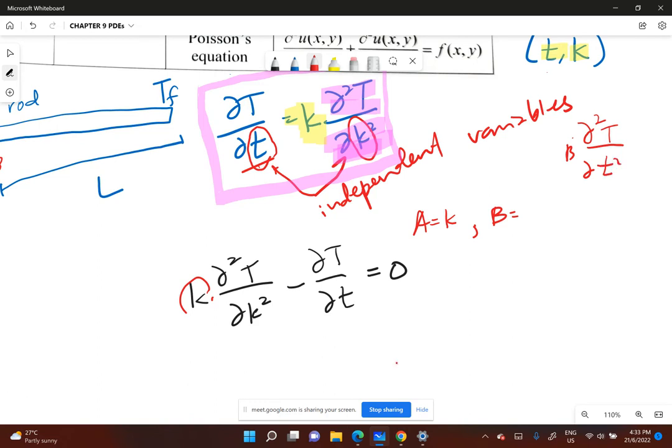Kita tak ada dalam ni kan? Tak ada. This one here we don't have. Tak ada kan? Kat sini tak ada. So that means B is 0. C ada lah. C adalah respect to K and T. Tak ada kan?